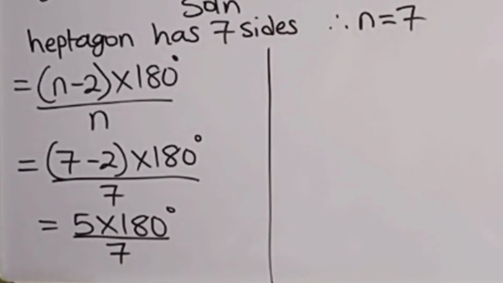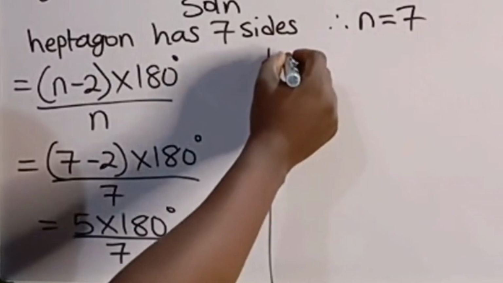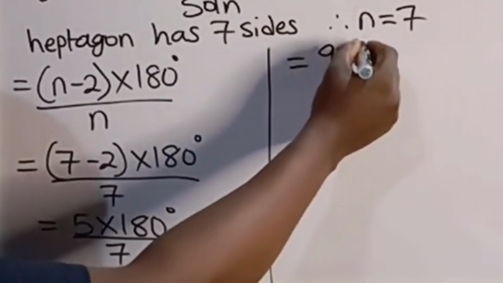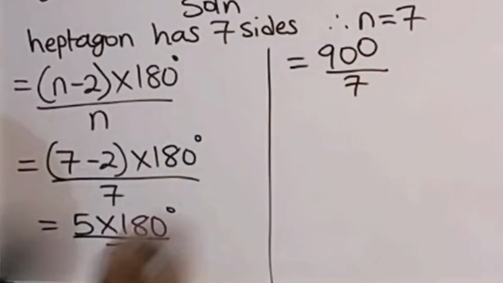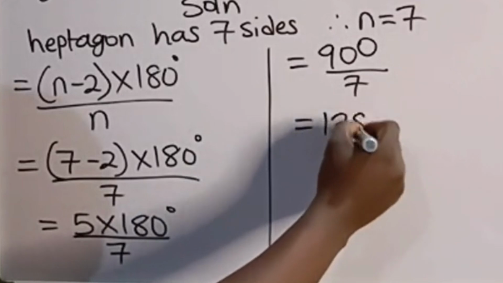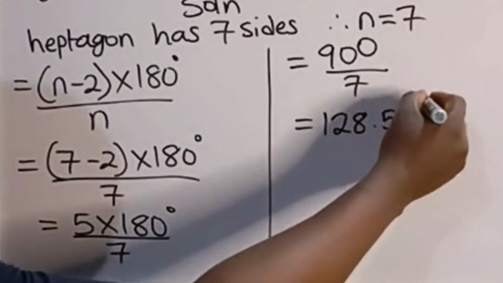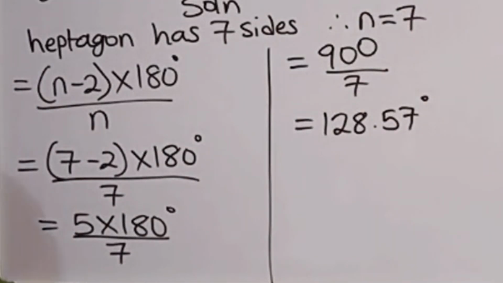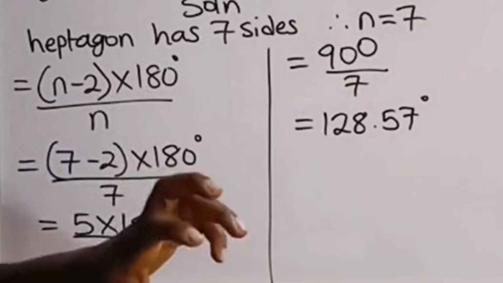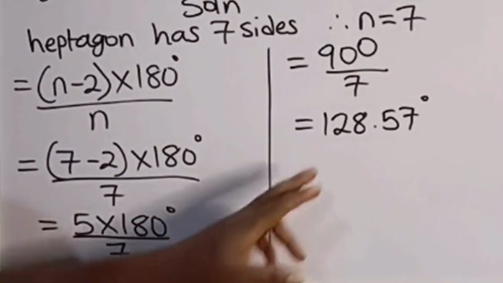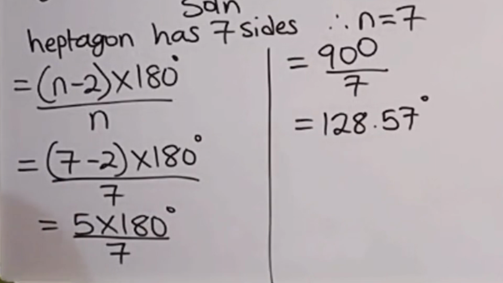So what's 5 multiplied by 180 degrees? 900. So we have 900 all over 7. So what's 900 all over 7? 128.57. Okay. So the size of each angle of a regular heptagon is 128.57 degrees. You can round to 128.6.